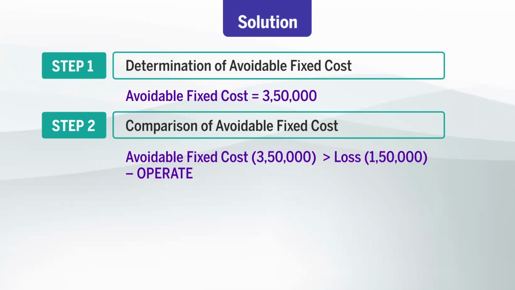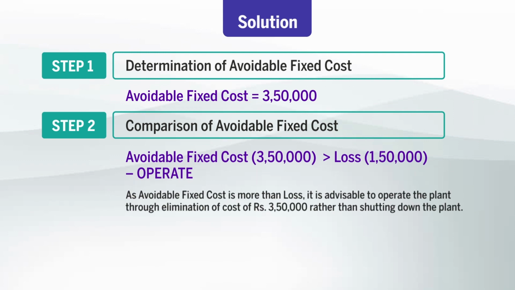Avoidable fixed cost is ₹3,50,000, which is greater than the loss of ₹1,50,000, and that's why the decision will be that we should continue to operate the plant. We can conclude that avoidable fixed cost is more than loss. It is advisable to operate the plant through elimination of fixed cost up to ₹3,50,000 rather than shutting down the plant.